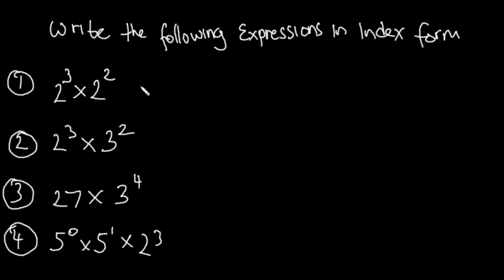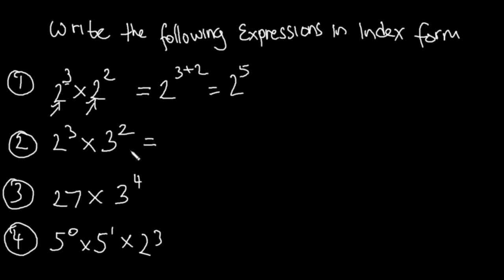Alright, so looking at our first question, we have 2 to the power of 3 times 2 to the power of 2. So notice here that both of our bases are the same, so we can just go ahead and add our powers. So 2 to the power of 3 plus 2, we have 2 to the power of 5. Right, pretty simple.